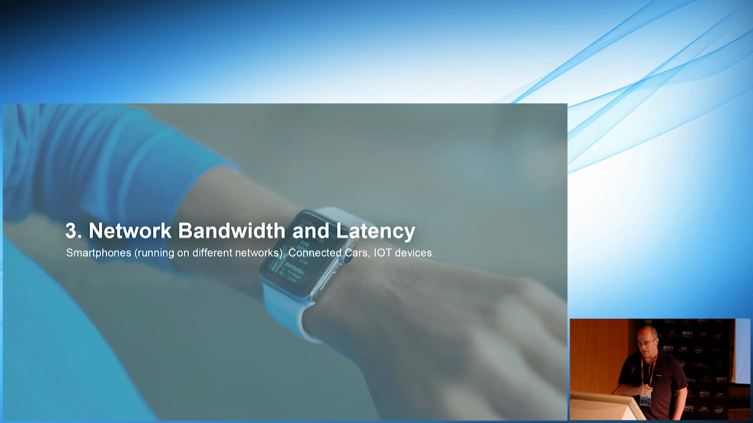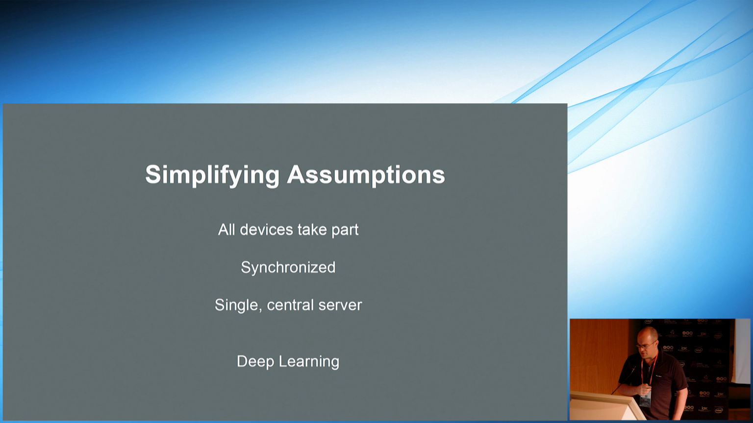A few simplifying assumptions for the sake of the talk. So never mind having too many devices. Let's just say all of them take part in the training. Furthermore, they do so in a synchronized way. That means that they're all training, all doing their own thing, and then we wait until all of them have finished doing that thing and collect all of the data together to get to the next step. And furthermore, I'm assuming the network structure of a single central server, although you can think of more complicated yet more efficient ways to do it otherwise.